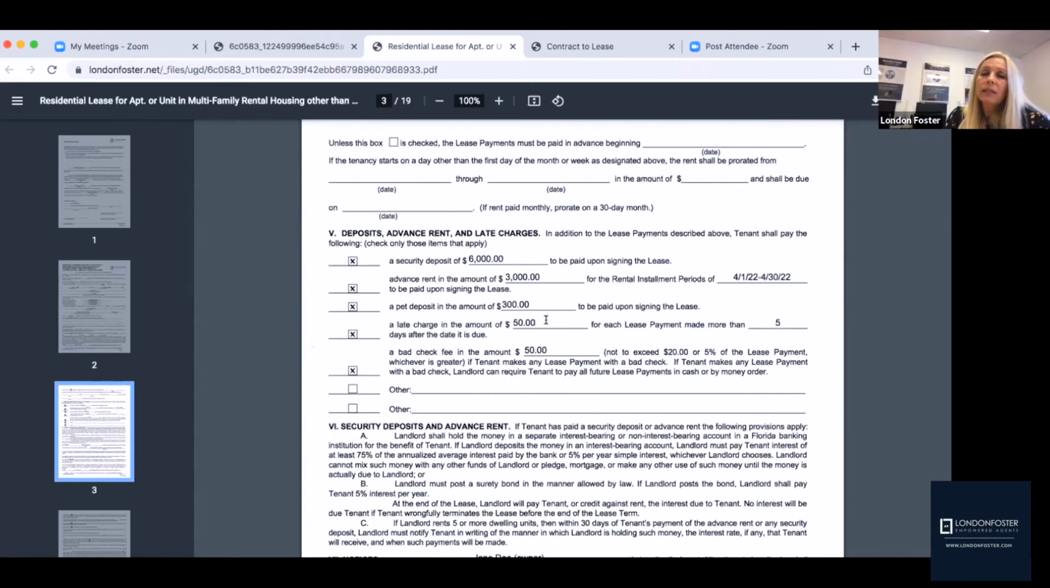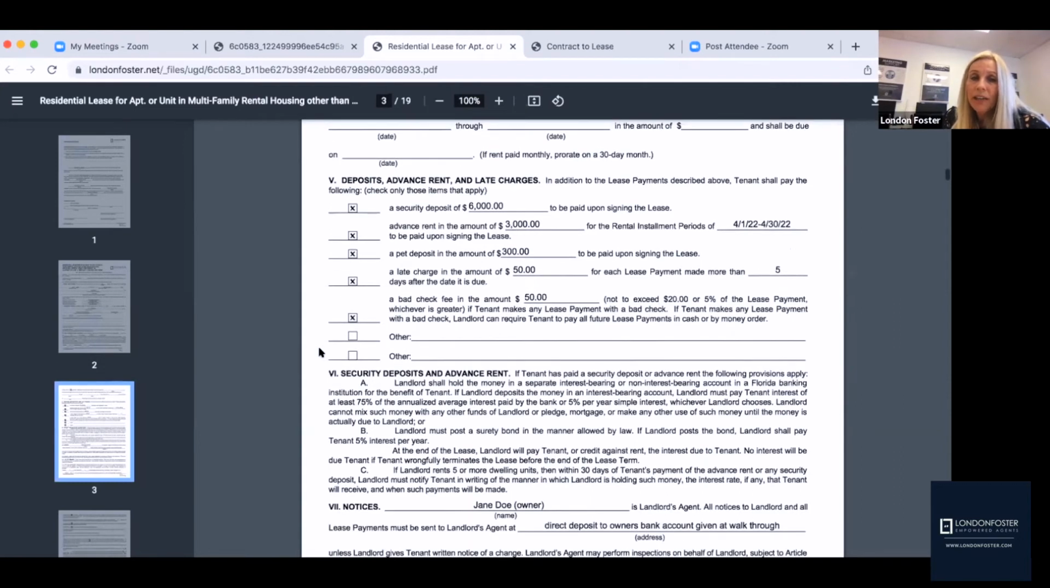But anyway, this is important, especially if we have holidays and weekends. So just make sure whatever payment the tenants are using, electronic payments, bank payments, bill pay, Zelle, whatever they're using, to check on the transaction time to make sure that they don't get late payments. And this says $50 for each lease payment made more than 5 days late. It's not per day, it's per payment. So sometimes people say, oh, $50 a day. No, it's for each lease payment made more than 5 days after it's due. So it's not a daily penalty.